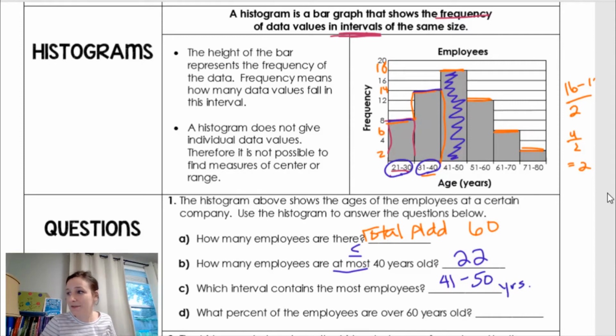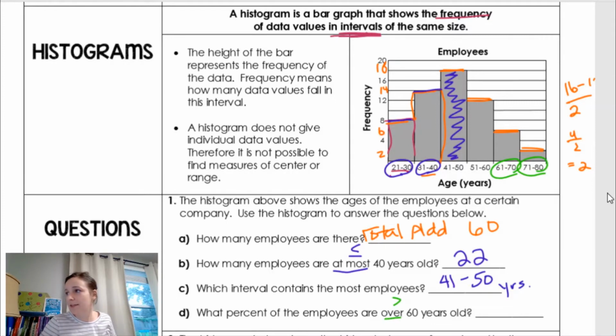What percent of the employees are over 60 years old? Okay, so over 60, let me change my color here. Now I'm going to be looking at over 60. So let's start at the right. 71 through 80 is definitely over 60, and 61 through 70 is definitely over 60. Okay, remember over means greater than.